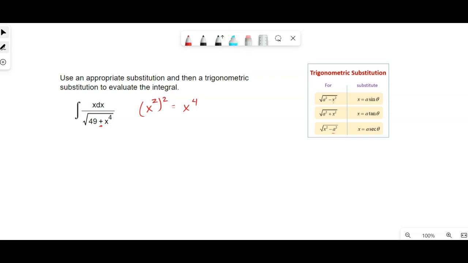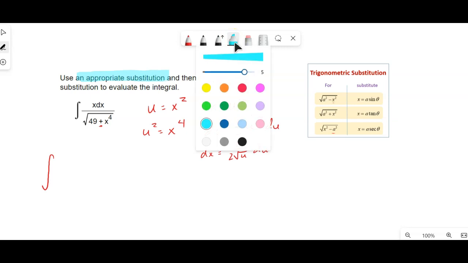So what it says here in the instructions is to make an appropriate substitution, and what they mean here is to do something like u equals x squared, so u squared then is x to the fourth. Okay, if u is x squared, then x is u to the 1/2 or the square root of u. dx would then be 1/2 u to the -1/2 du. All right, now I am ready to plug all this in.